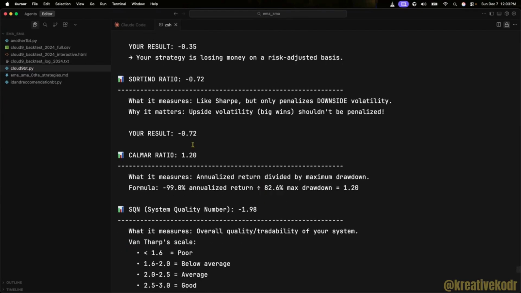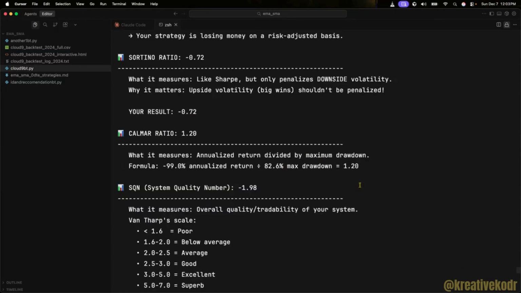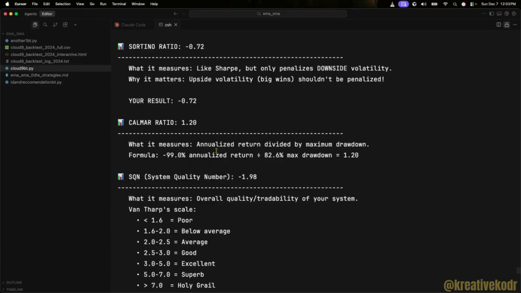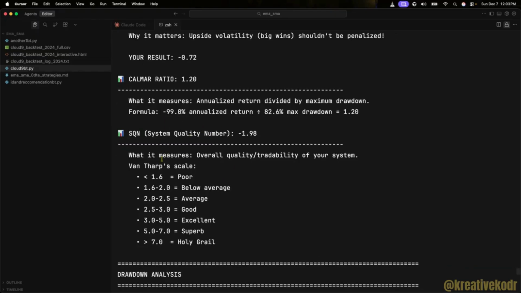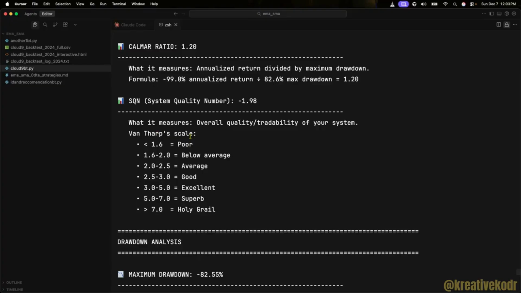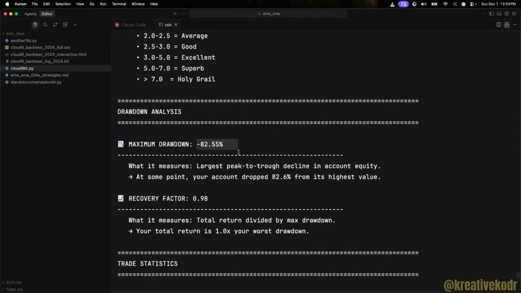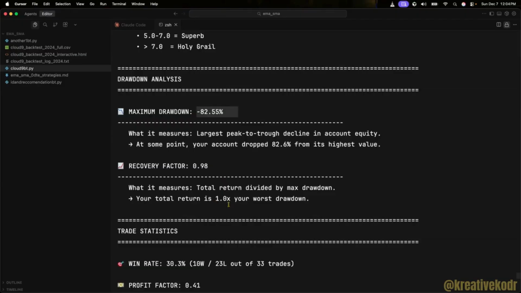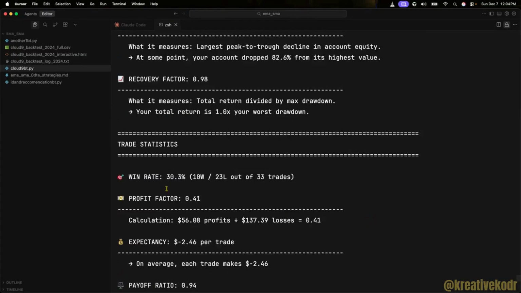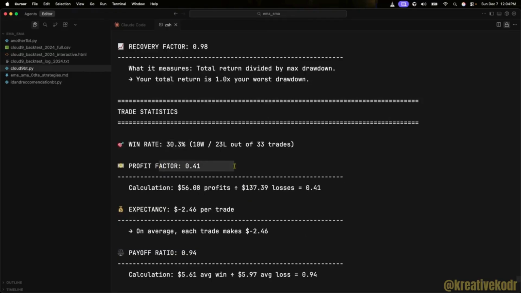That's crazy. The Calmar ratio measures the annualized return divided by the maximum drawdown. The formula is annualized return divided by the maximum drawdown, and ours is -99. The system quality number measures the overall quality and tradability of your system, on the Van Tharp scale, right? So we're not there. For the maximum drawdown, at some point the strategy lost 82, going from 100 to damn near $18. The recovery factor measures the total returns divided by the maximum drawdown. Our win rate was 30%. Our profit factor is under 1.